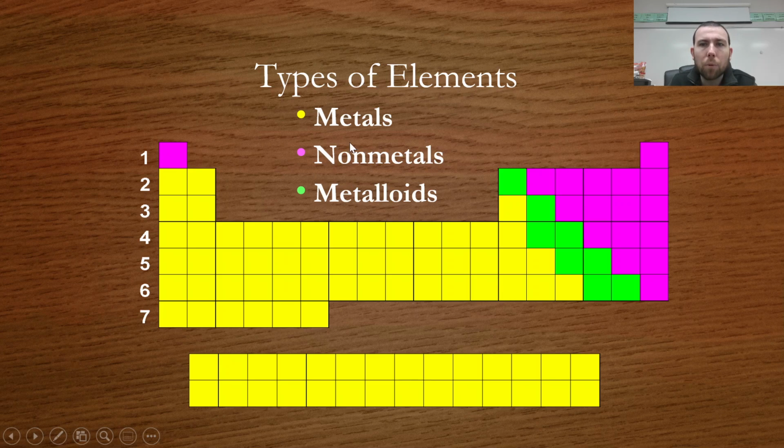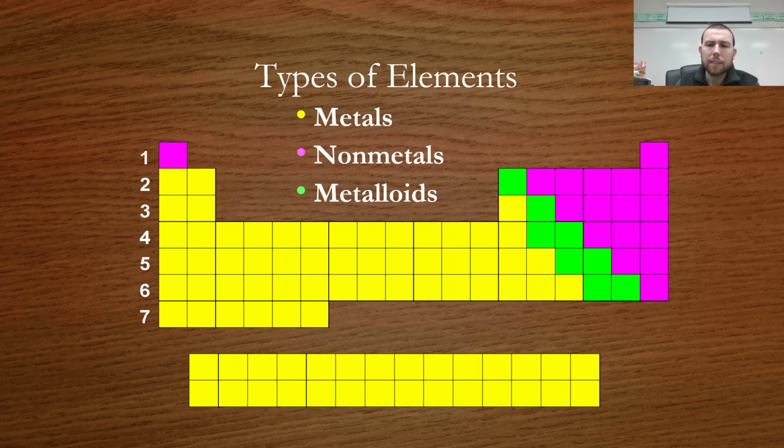Now, the purple elements are the nonmetals. So we've got the one element over here, and then the rest of the nonmetals are over on the right-hand side of the periodic table, and that's something important to recognize as well. And then lastly, the last classification of elements is metalloids. You can see here, the metalloids are separating the metals from the nonmetals on the periodic table.